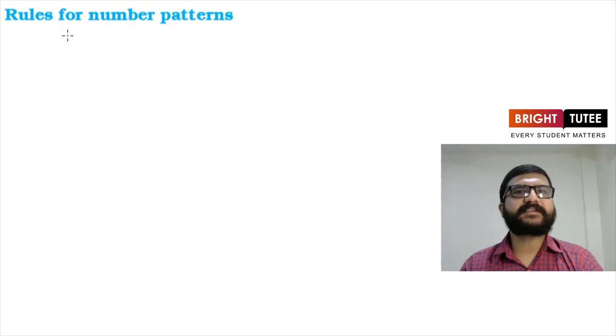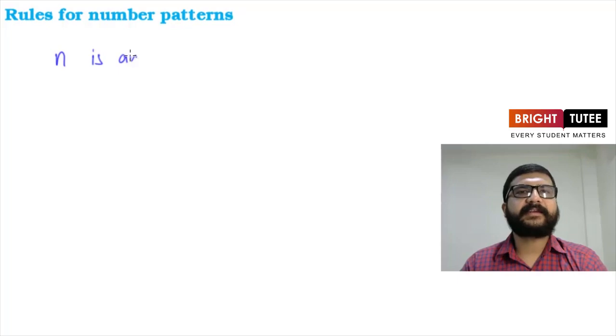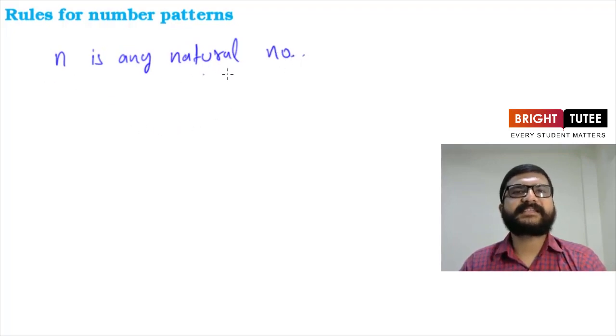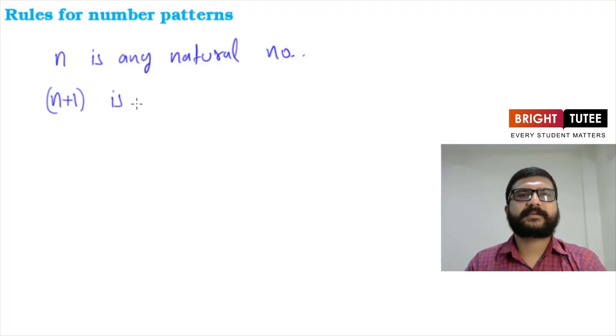Now here is another application of algebraic expressions. We can use them as rules for number patterns. Suppose n is any natural number. Now the successor of this natural number, that is the natural number which is just greater than it, will be n plus 1. So this is the expression we use for the successor of any natural number. So n plus 1 is the successor of n.